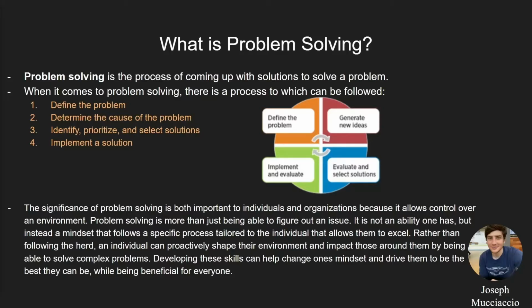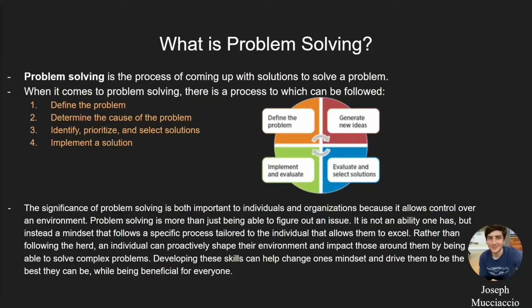The significance of problem solving is both important to individuals and organizations because it allows control over an environment. What do I mean by this? Well, an individual has control when they're problem solving. They have control of defining the problem, control of determining the cause of the problem. They have the control in identifying solutions and selecting the solutions, and the control in implementing the solutions. And they have all this control in their own environment, so that the problems that they come up with and the solutions they come up with for their environment obviously will change the environment, right?